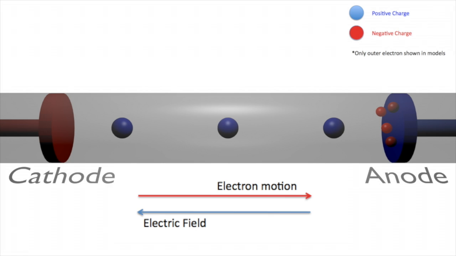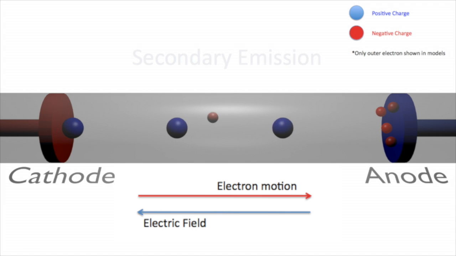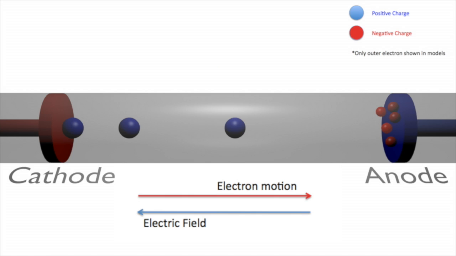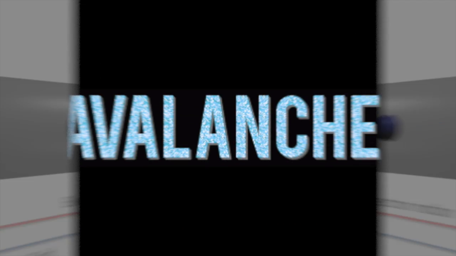In addition, the newly ionized gas particles all begin to move toward the cathode and can knock loose even more electrons upon impact. This is known as secondary emission. The sum of these processes is given a very special, incredibly technical name: an avalanche.